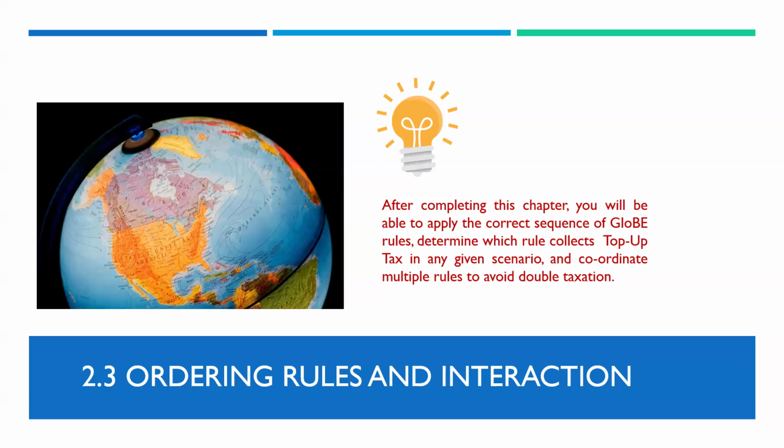Now, what we are going to do in this chapter is not something new, but to discuss how these three charging mechanisms interact so that we are checking all the boxes and all the queries which we have with respect to interaction. Okay, so the whole purpose is you will be able to apply the correct sequence of GloBE rules, determine which rule collects top-up tax in a given scenario, and coordinate multiple rules to avoid double taxation. So we have studied all three in silos till now. Now we'll combine everything and see how it works. Okay. So this is the whole purpose.